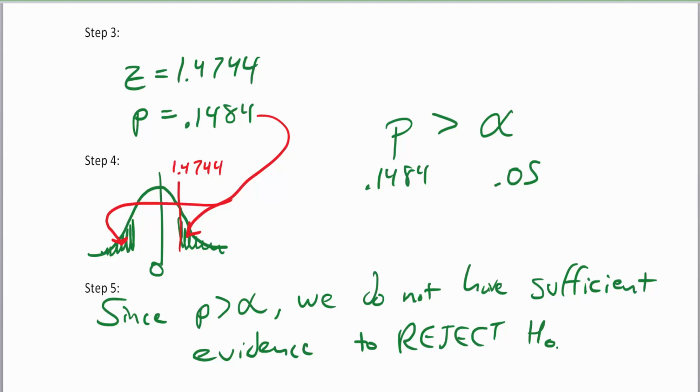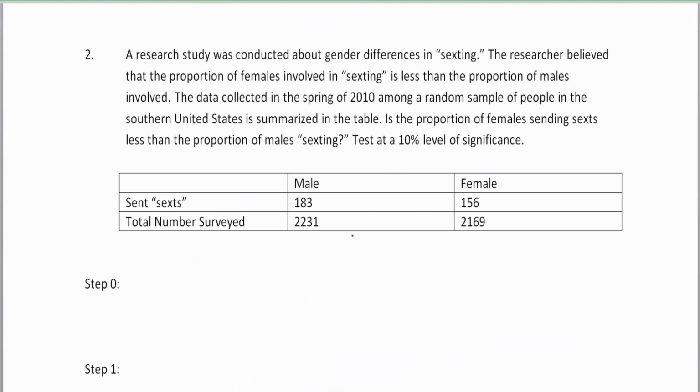And now we're on to the second problem, where they're going to be even better for us, where they're just going to lay everything out in a table. So this second example is going to be a little easier. We're going to research the gender differences in sexting. The researcher believed that the proportion of females involved in sexting was less than males. So we're going to use this data, and it's all presented here in table form.